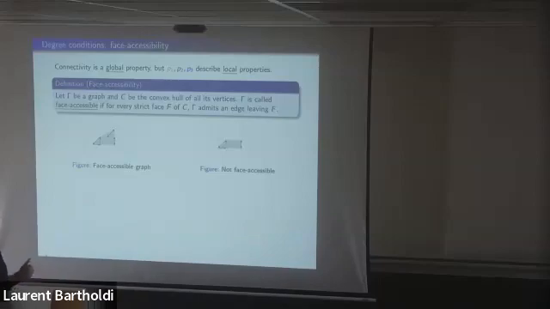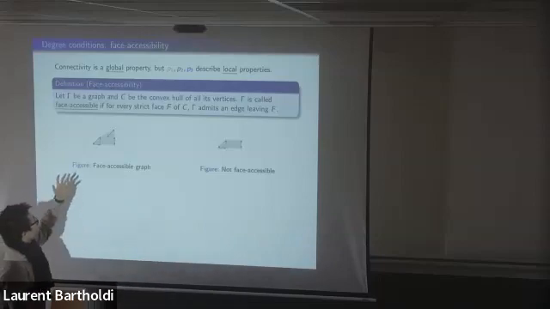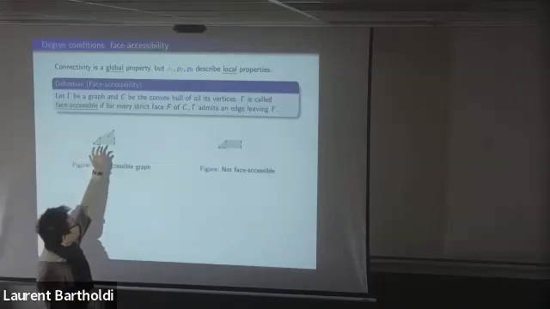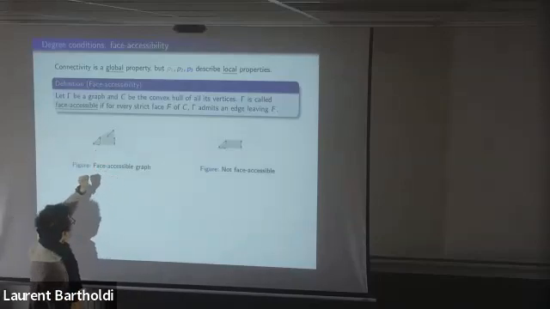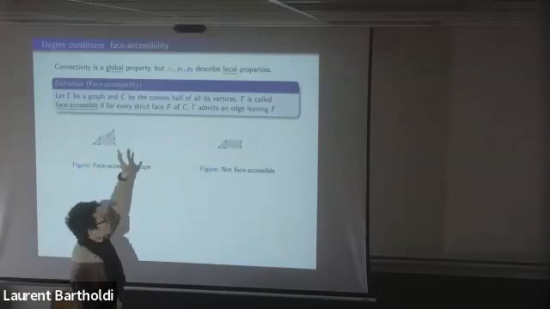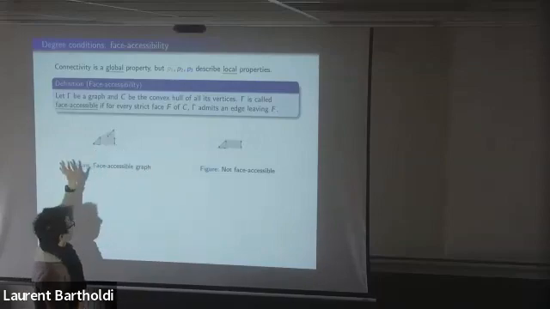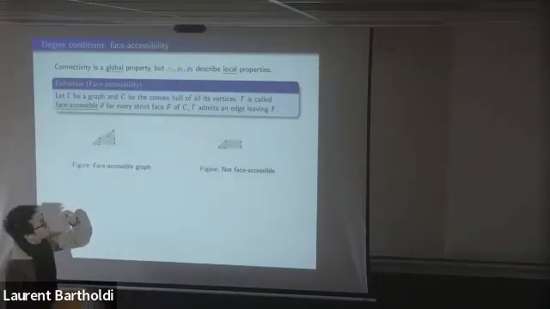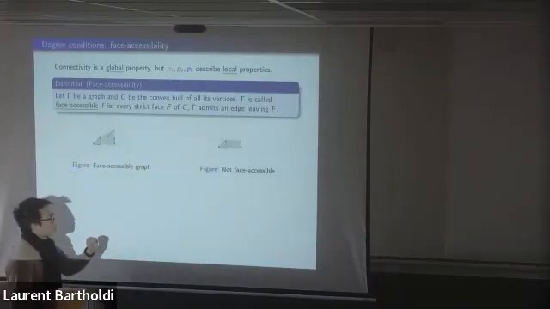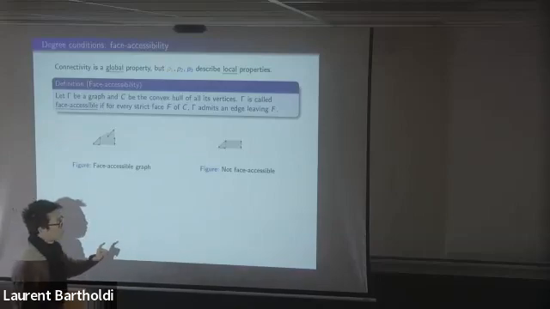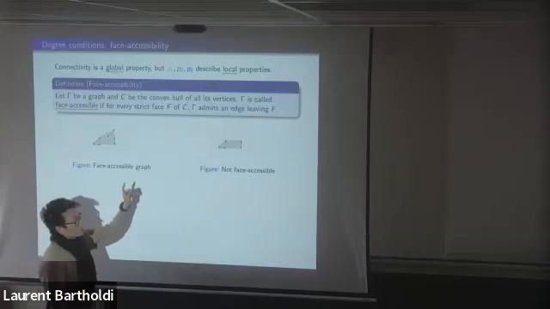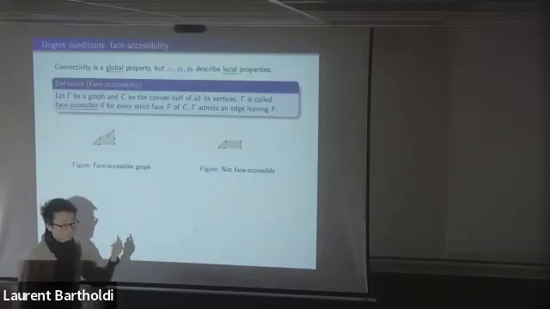Now the idea is to introduce a new property, which I call phase accessibility, that's local, but that's also related to connectivity. So I say a graph gamma is called phase accessible if, let's see, the convex hull of all the vertices of this graph gamma, and gamma is called phase accessible if for every strict face of its convex hull, gamma contains an edge leaving this strict face.